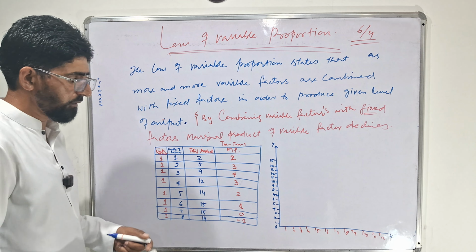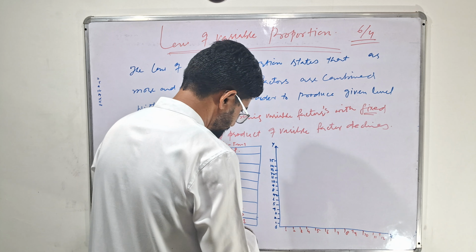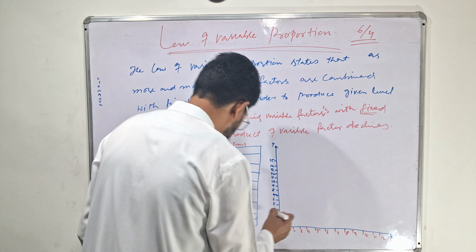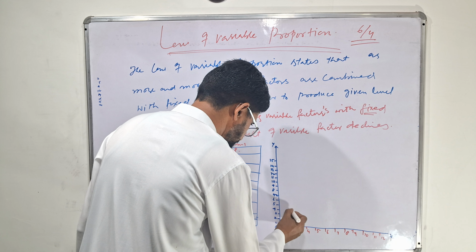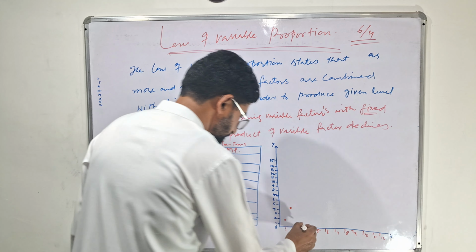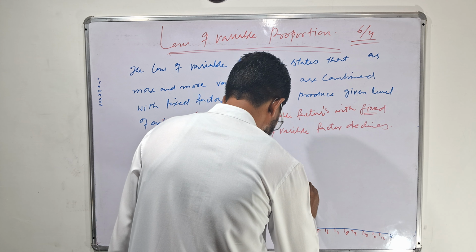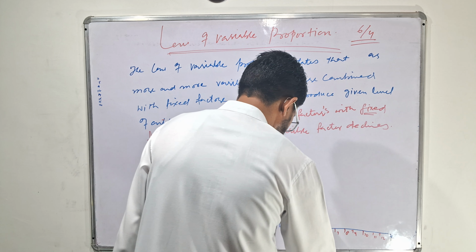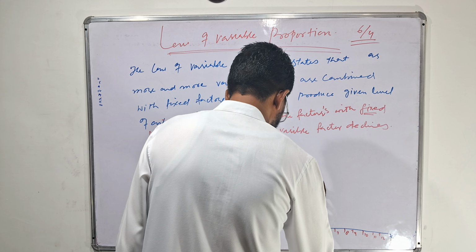At first the total product is 2. I will draw here. First is 2, add 1. Then is 5, add 2, here is 5. Then 9, add 3, here is 9. Then 12, add 4, here is 12.